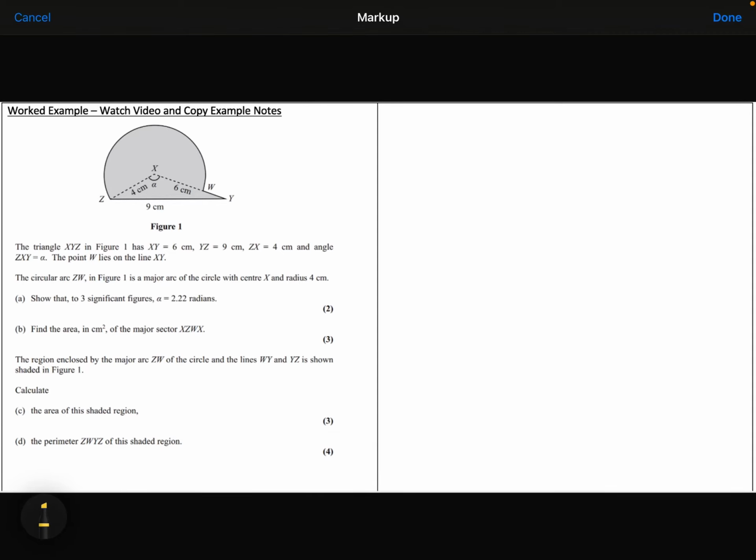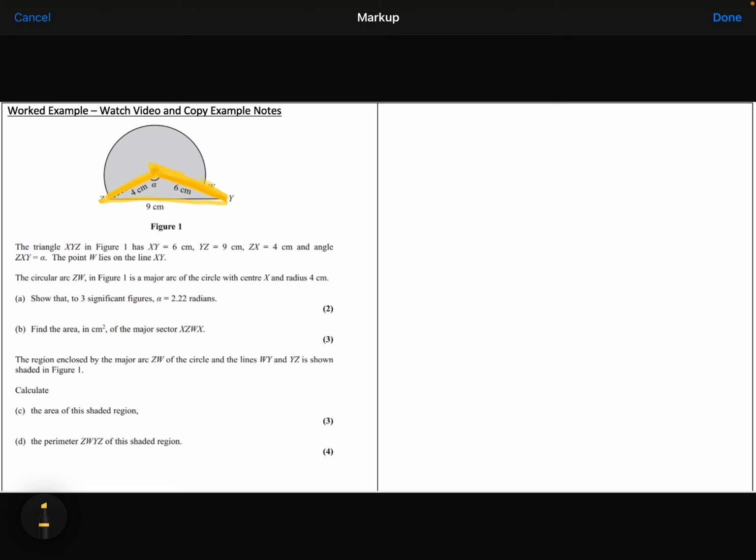The triangle XYZ in figure 1 has XY equal to 9, YZ equal to 6, ZX equal to 4, and the angle ZXY is equal to alpha.